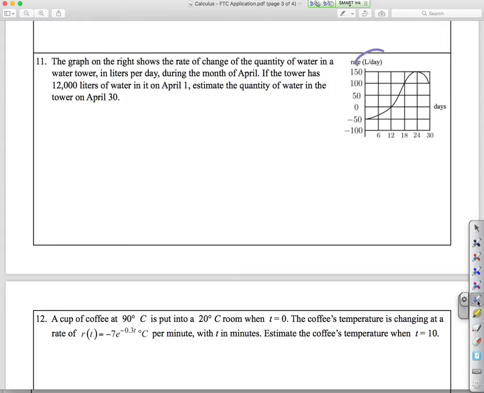So we're looking at the graph of a rate in liters per day, and I'm interested in finding just the liters. So what do I have to do to liters per day? I've got to integrate liters per day. And it didn't name it, so since it's a rate, I'll call it R of t.